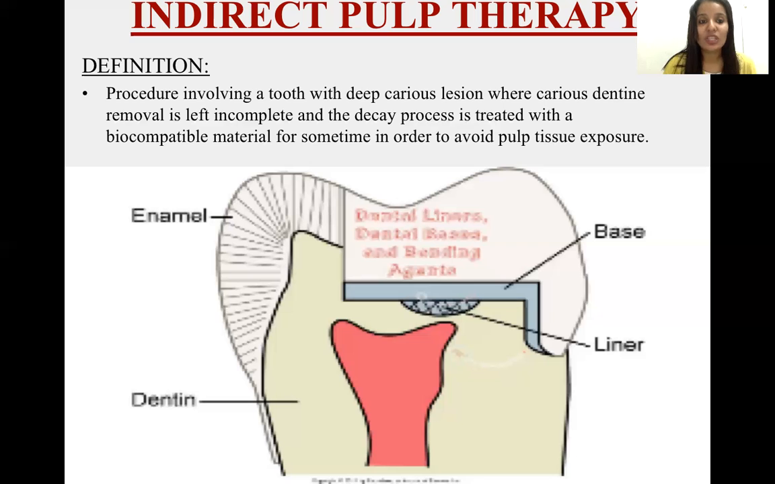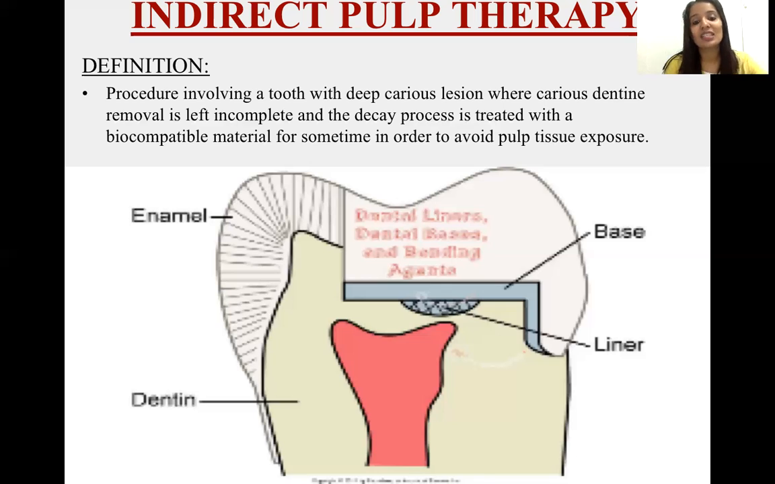This actually means that whenever there is a deep carious lesion, instead of excavating the caries more and exposing the pulp, we suppose that there will be exposure of the pulp if we go beyond. So in such cases, we stop at the lowest level where the decay process is removed, and the soft remaining decay is treated with a biocompatible material, which is the affected dentin.